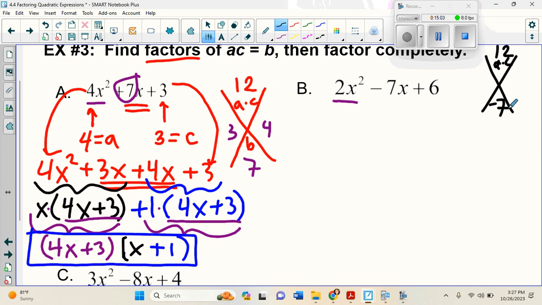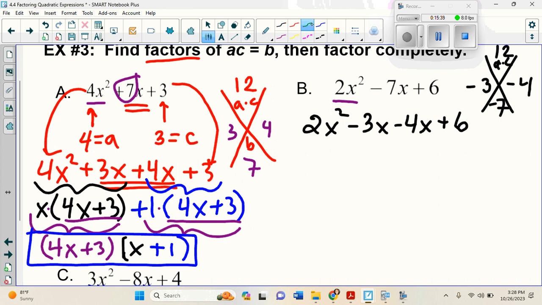Okay, so I have -3 times -4 will give me -7. Sorry, -3 times -4 is +12, I apologize. -3 plus -4 will give me -7. So I'm going to rewrite my quadratic as -3x minus 4x. And usually about now, my students ask, does it matter what order? It does not. If you put the -4x first and the -3x second, you'll get the exact same answer.